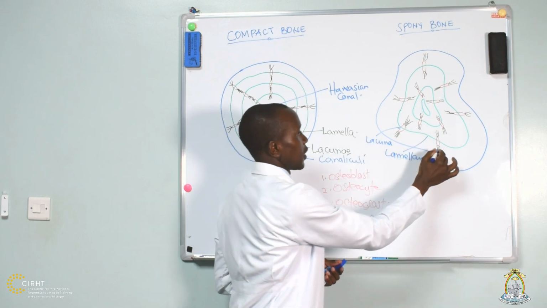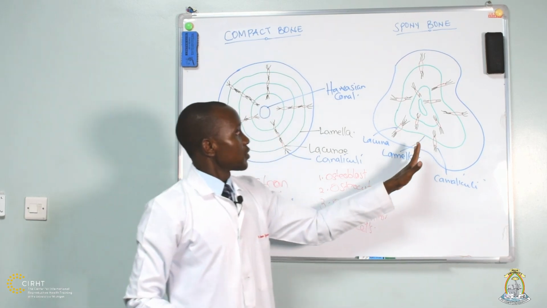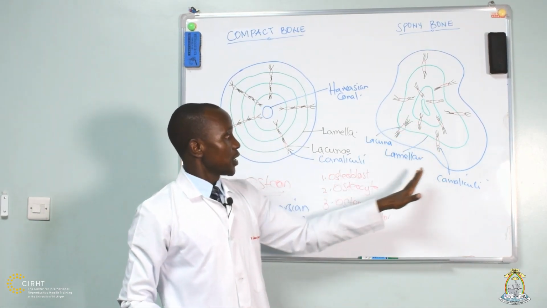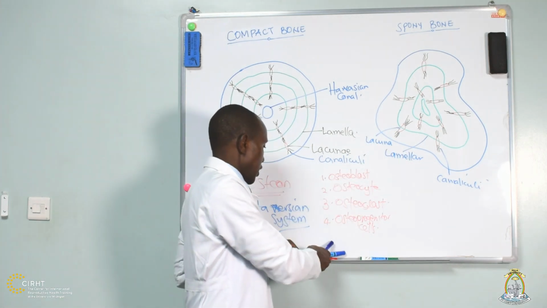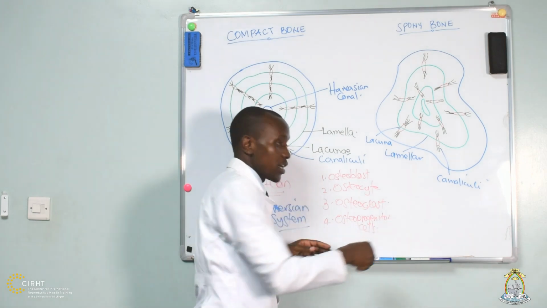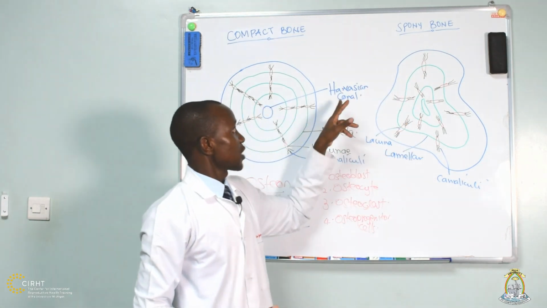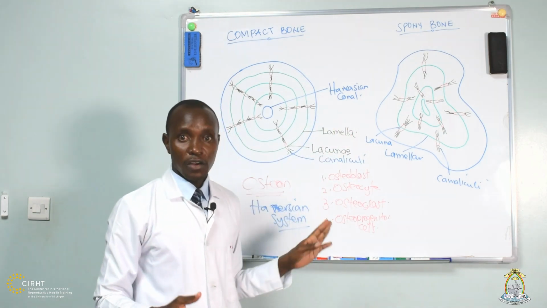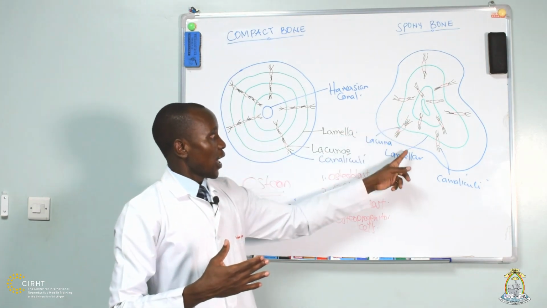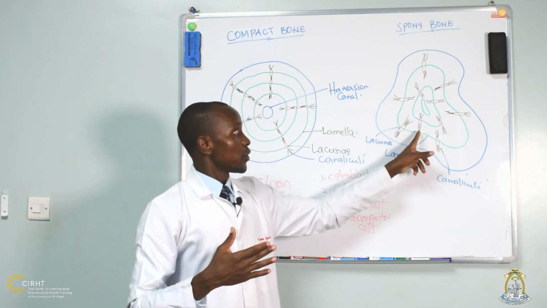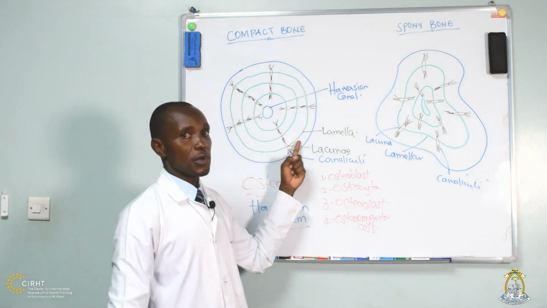lacuna, canaliculi. Okay, those are the only structures that are shared between the compact bone and the spongy bone. Remember, the spongy bone is only located within the bone marrow, that cavitation of the marrow cavity. Okay, and it does not have the Haversian canal, does not have the osteon.